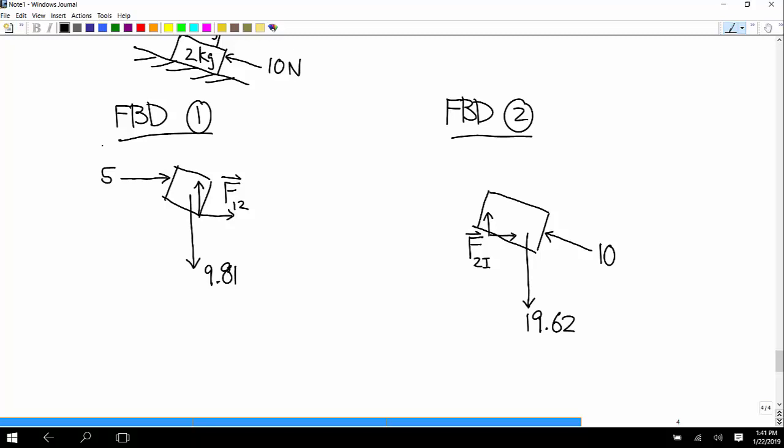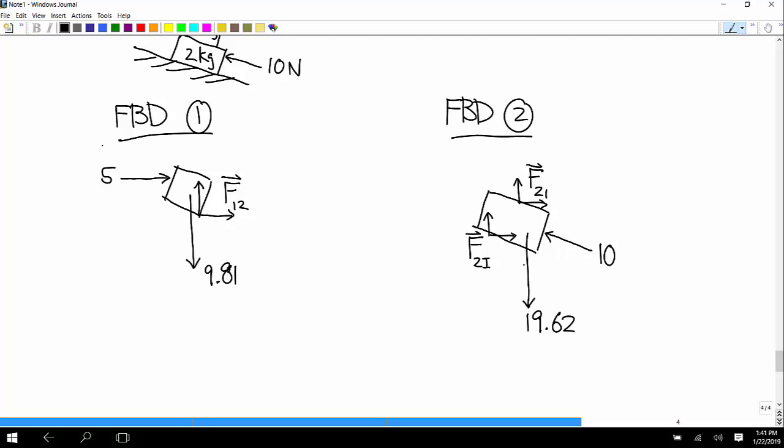And then the only other place there's contact is up at the top where it's in contact with the 1 kilogram box. And so that's an unknown force vector. And it's the force on the 2 by the 1. And since we've already named a force variable F12, we might as well use Newton's third law here.